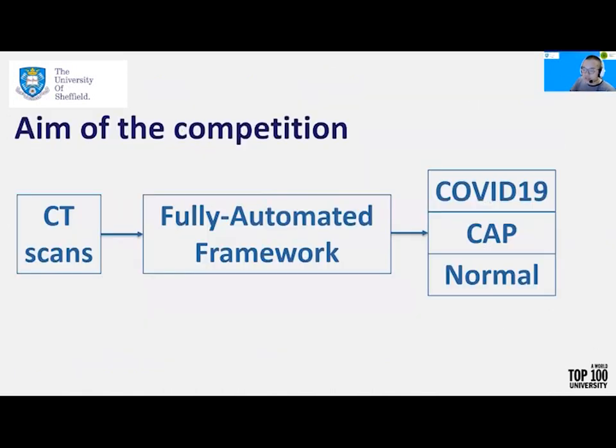So the aim of the ICEP 2021 COVID Challenge is to develop a fully automatic framework that is capable of recognizing CT scans and thereby categorizing them into three classes, including patients infected with COVID-19, CAP, which means common pneumonia, and also normal patients.